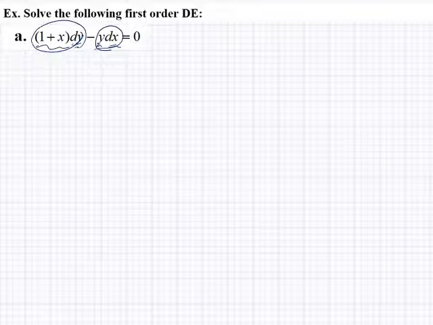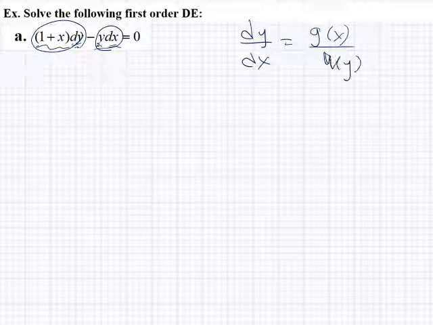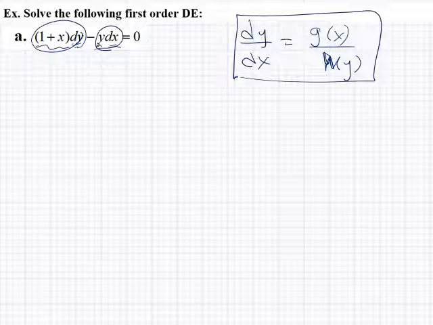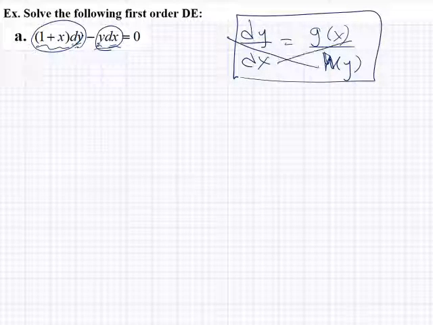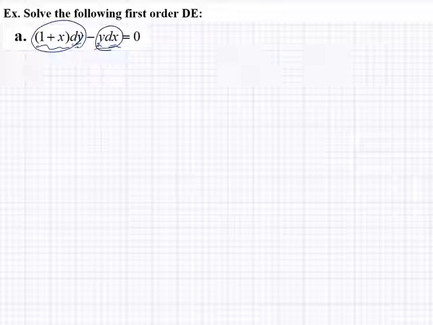You don't have to go to this form, dy dx equals function of x over function of y, first. You don't have to get to that point first. You really just need to separate the variables. So if you want to go here first and then separate the variables this way, fine. It doesn't matter. At this point, our algebra skills should be so in-tuned that we should be able to just work with this.